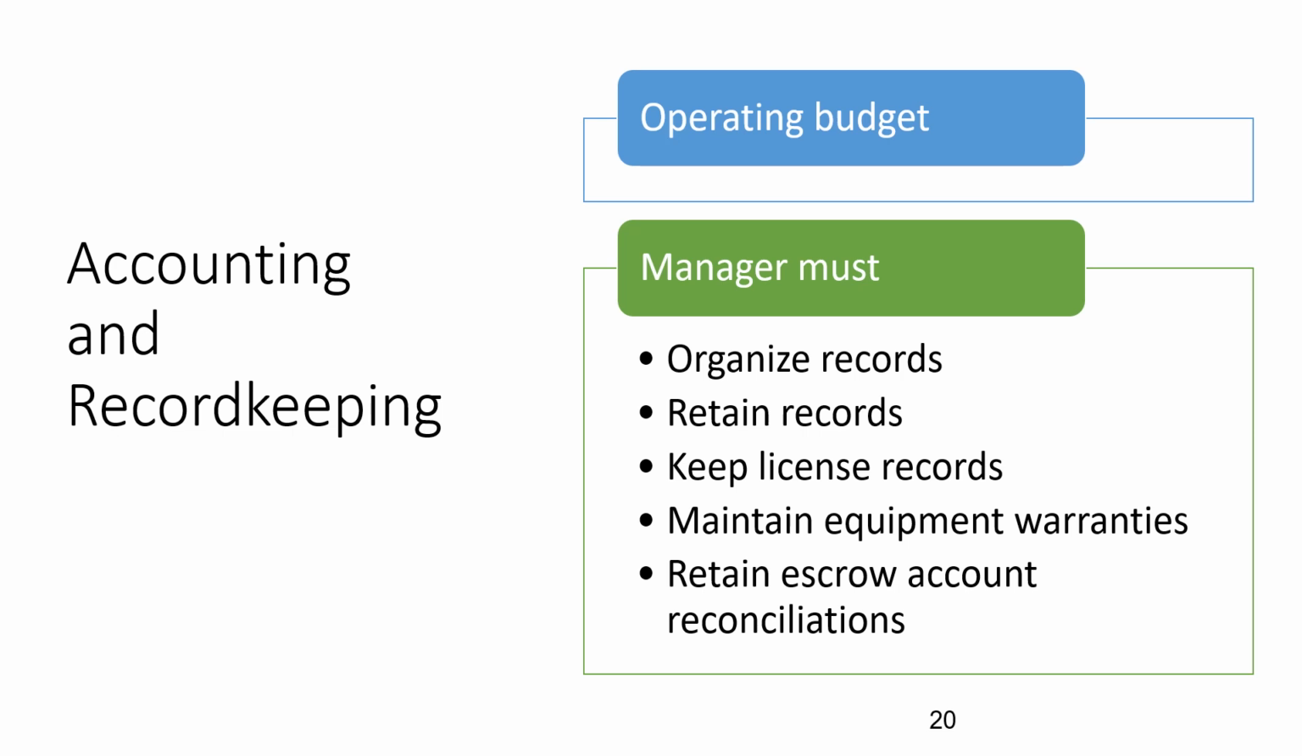You must have an operating budget when you're accounting and record keeping, and the manager must organize the records, retain the records, keep license records, maintain equipment warranties, and retain escrow account reconciliations.